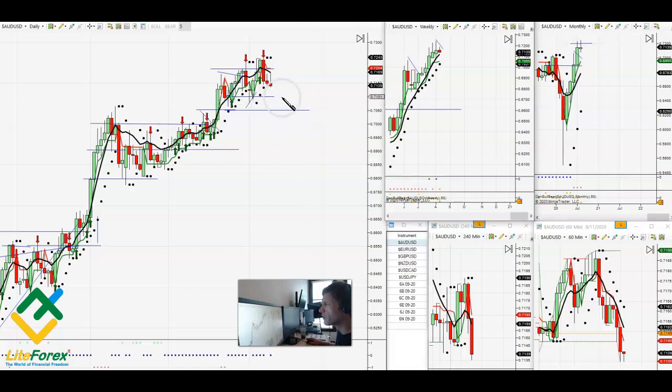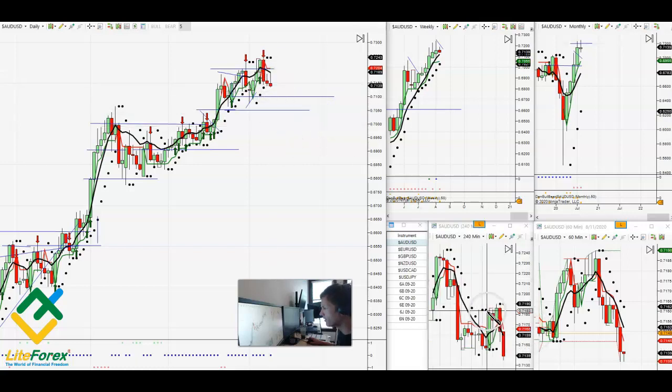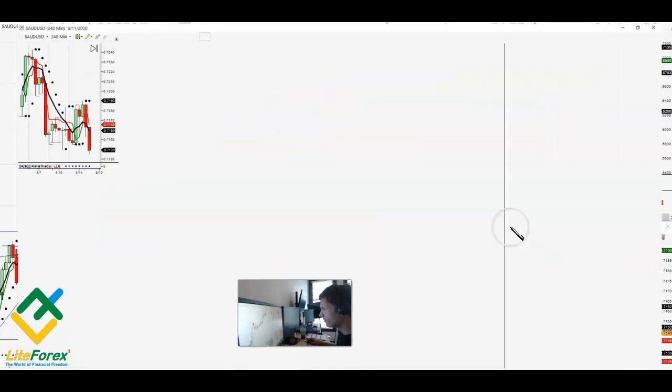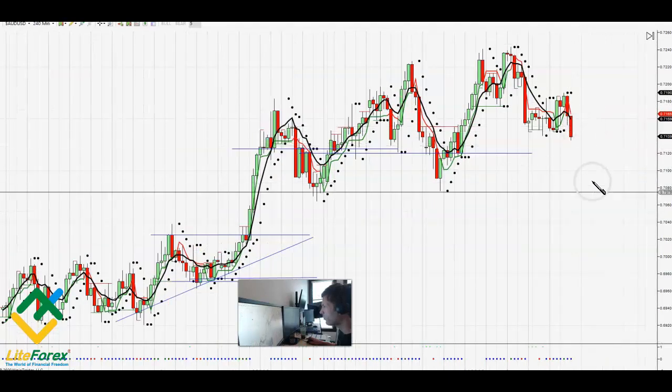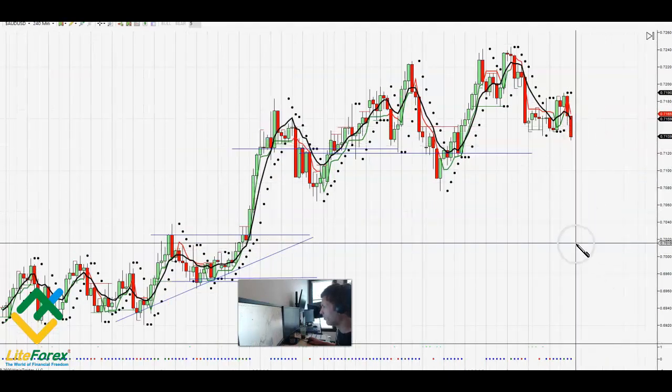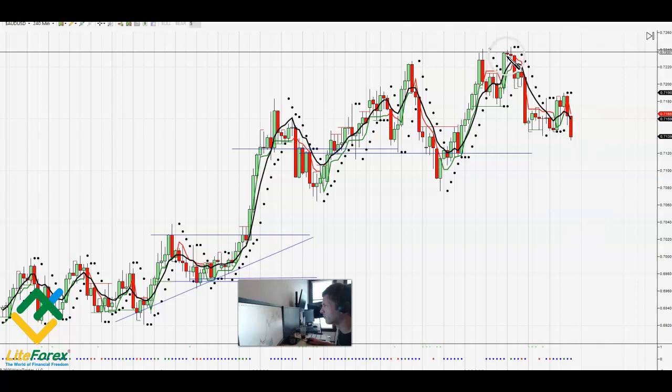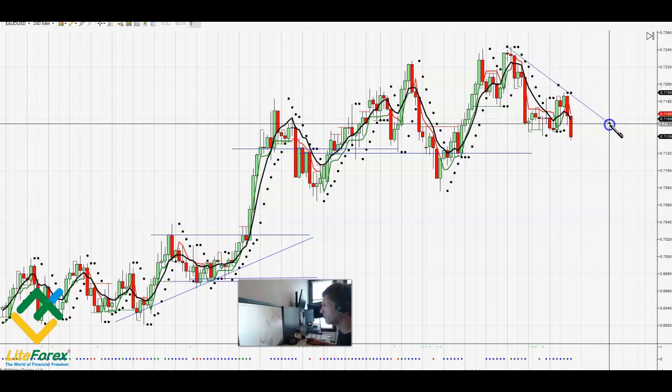Support is going to be 71. See if it can hold 71. But yeah, I see more downside. It's really setting up. You can see on the 240 here, we're really setting up to break down, putting in these lower highs.